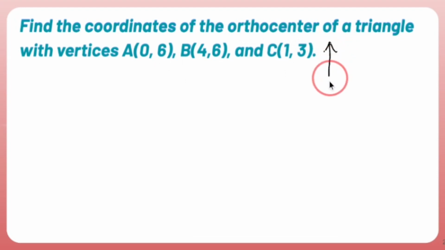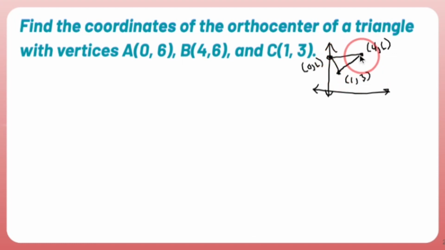So let's draw a nice picture of what we're dealing with here. We have a point at (0, 6), another point at (4, 6), and a point at (1, 3), estimating, ballparking it. All right, so there is a picture, there is a triangle, and my job is to find out where my altitudes intersect. Now, let's be smart here.